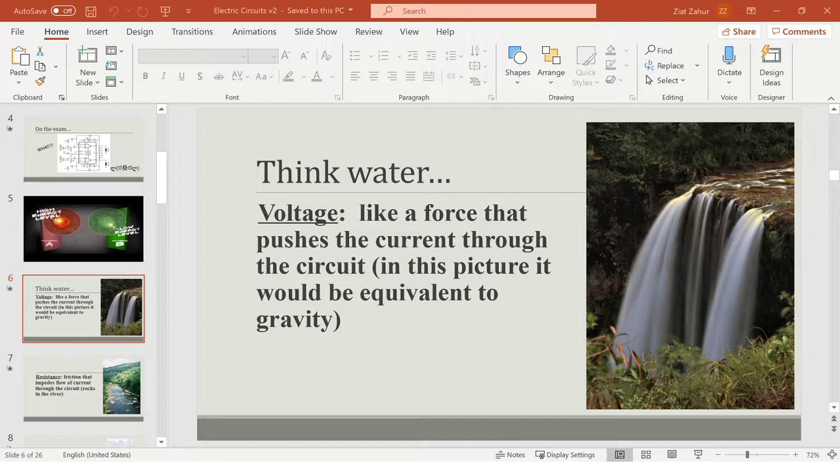So high potential to low potential. Now, of course, electrons do the opposite. They go from low potential to high potential, meaning low volts in potential to high volts in potential, like salmon going up a waterfall.